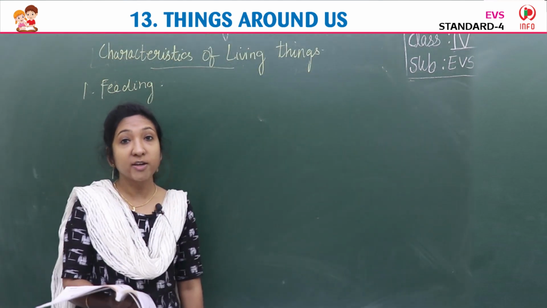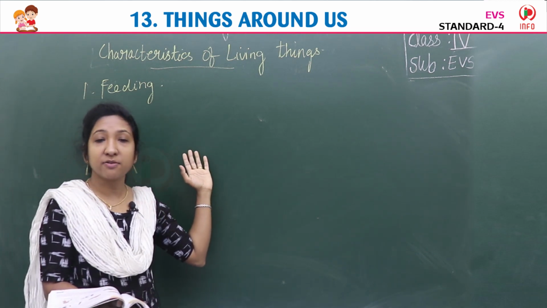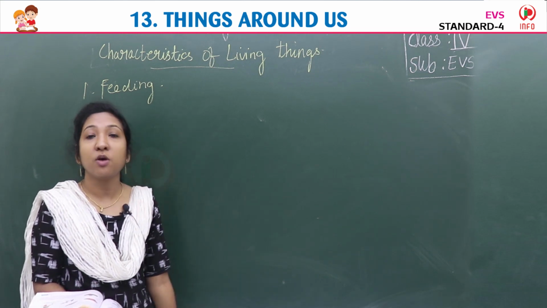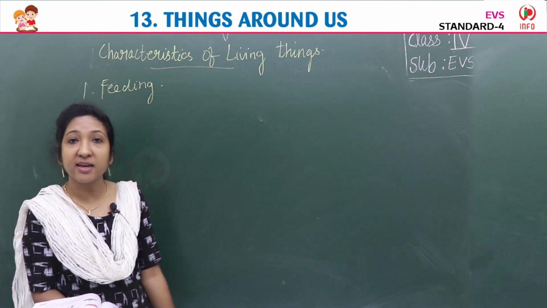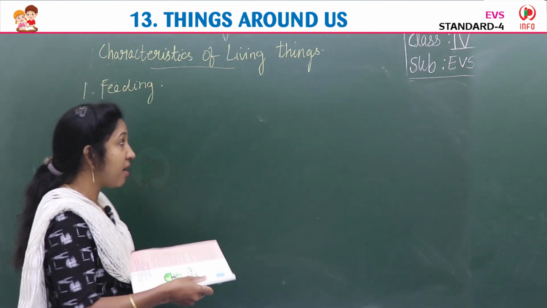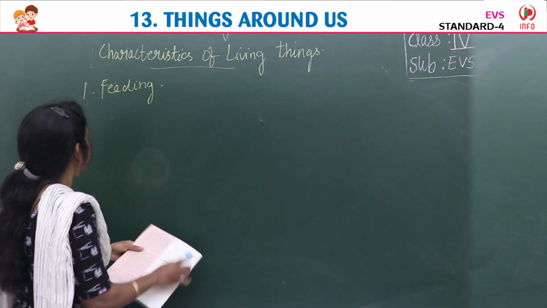So children, the characteristics of living things. So first one we learned about is feeding. Feeding, isn't it? So a child needs food to grow. Cow eats grass. Plants need air, water and sunlight to grow. Next is about their movement, or we say they move, isn't it?